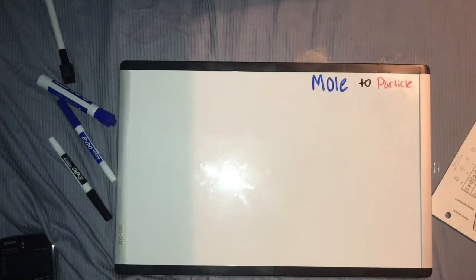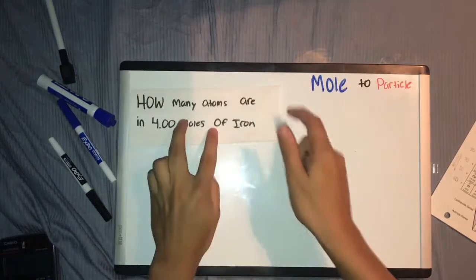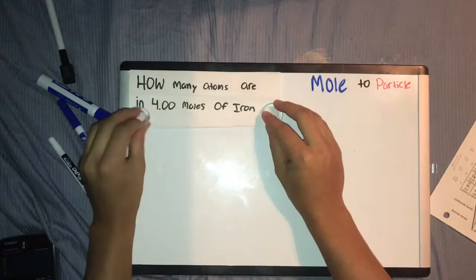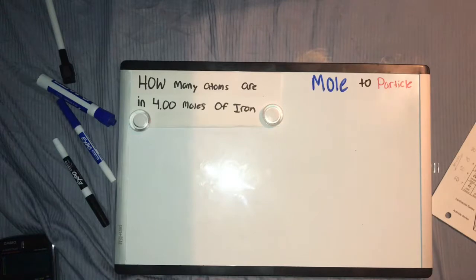Today we're going to look at some mole to particle conversions. Alright, this one says how many atoms are in 4.0 moles of iron.